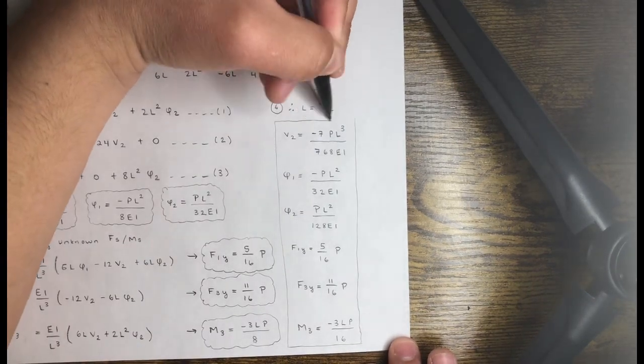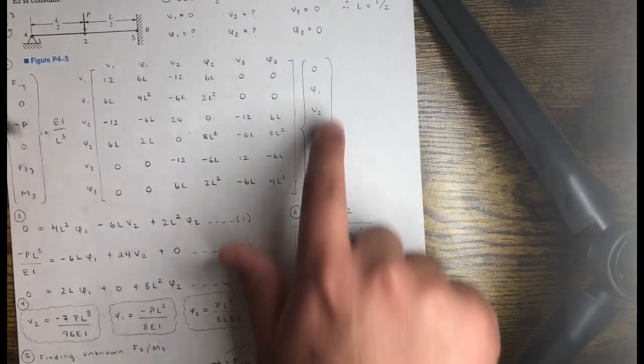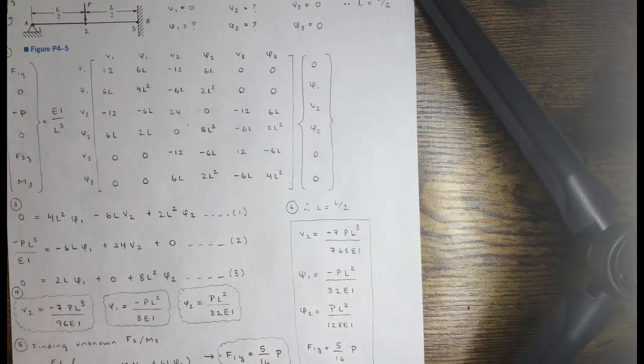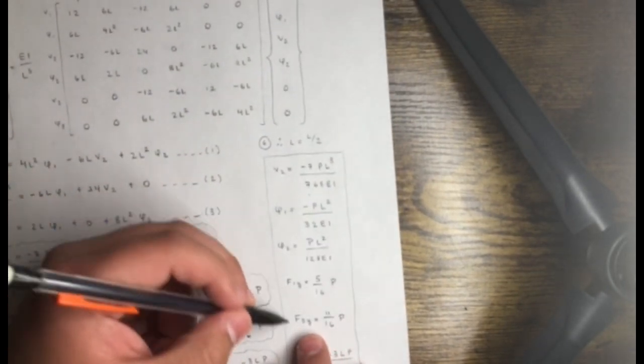That is V2, Phi1, Phi2, pretty much all your remaining unknowns on these two vectors. Now let's go ahead and do the shear and bending moment diagrams. Just real quick before we do that, I wanted to point out something you could see. Thankfully, this problem is pretty simple, so you can kind of verify these two answers right here.